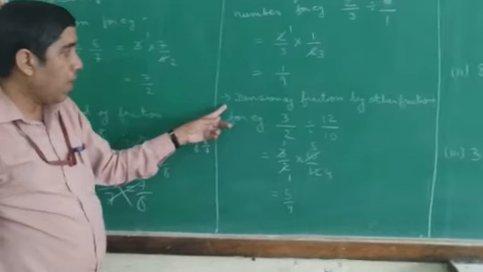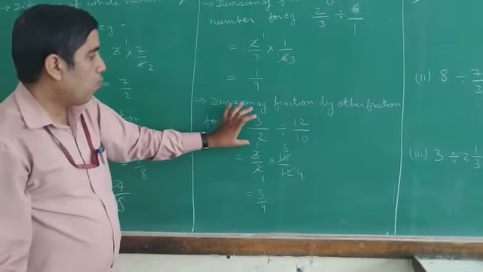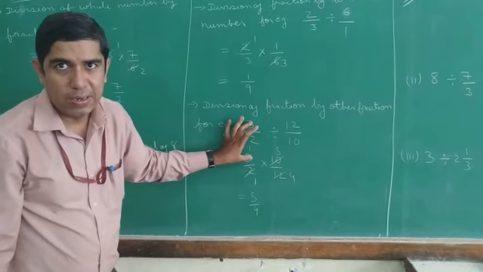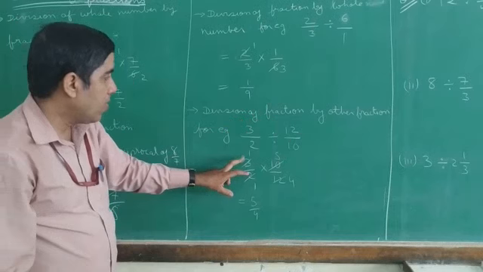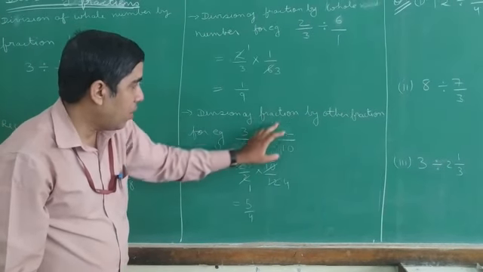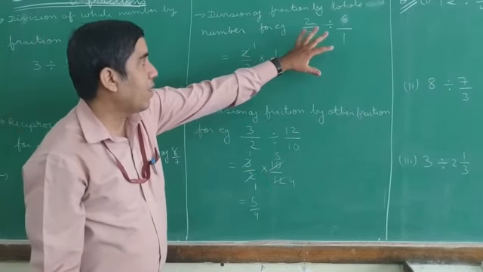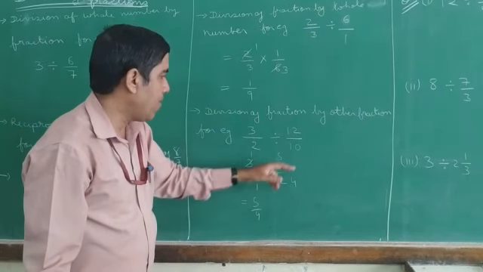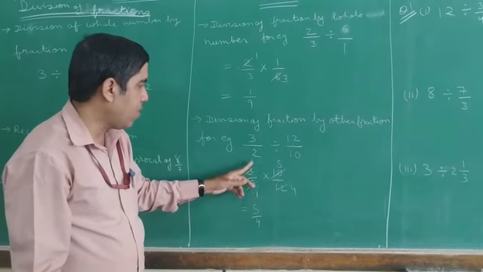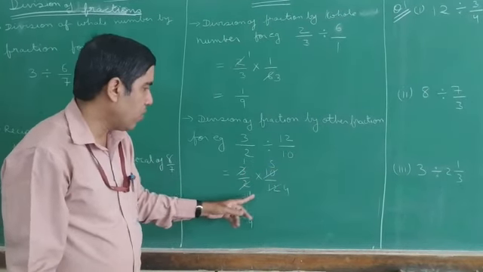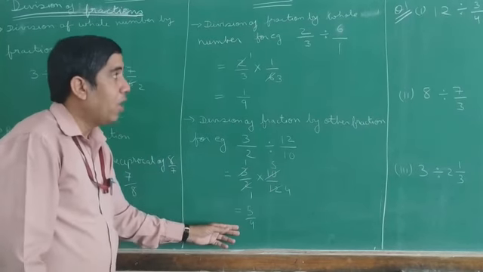Now next, division of a fraction by another fraction. Now both numbers are fractions here. In this case, for 3 by 2, the second number, I will take the reciprocal. Always I am taking the reciprocal of the second number. So you can see here 12 by 10, reciprocal will be 10 by 12. Now we will do the cancellation. 3 ones are 3, 3 fours are 12, 2 ones are 2, and 2 fives are 10. The answer is 5 by 4.